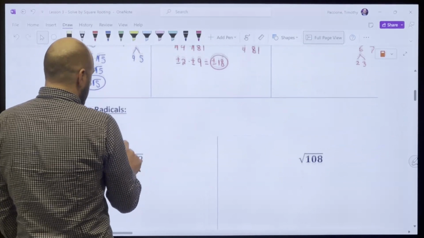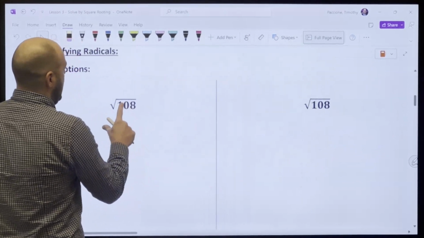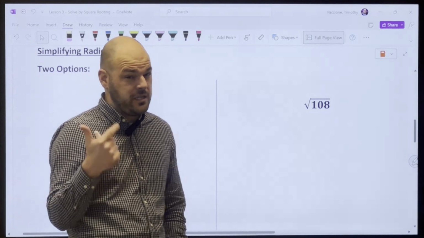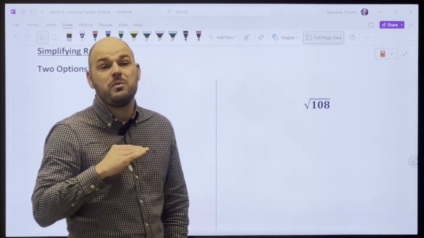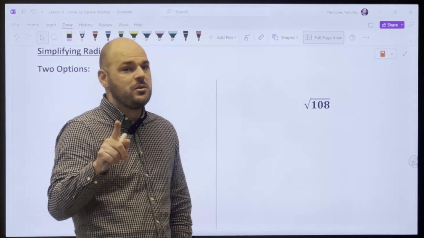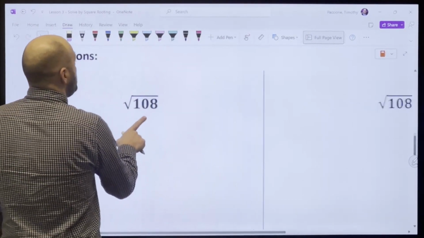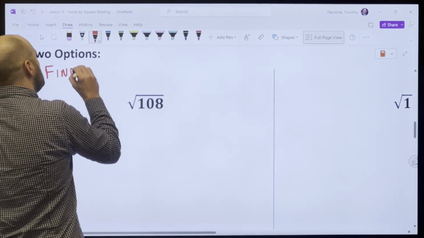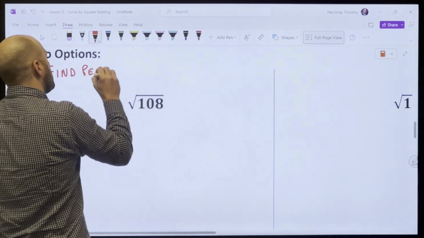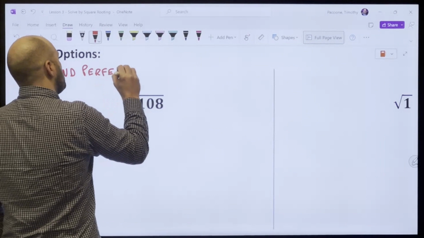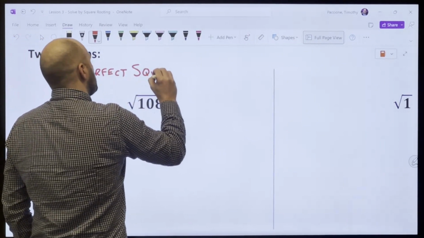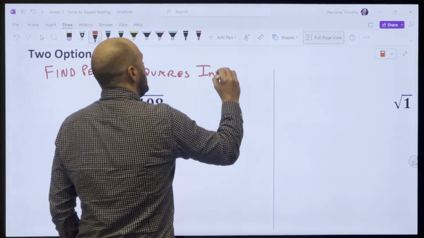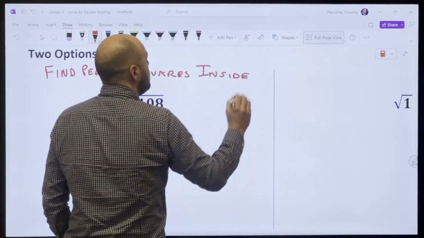All right. So that method that I've shown you is one of your two options for breaking down. So we're going to talk about two options for breaking down radicals. One is where you know some perfect squares that you can work with. And the other one is I don't know perfect squares at all. And that's okay. We'll talk about that. Your first option is you're going to do what we just did. Find perfect squares inside the number you already have, right?